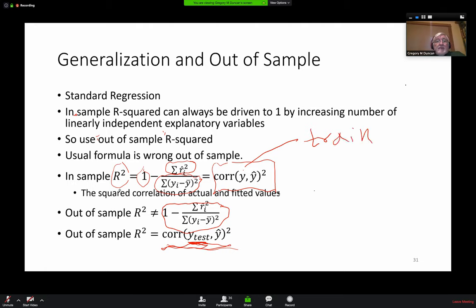Why train? Okay. Now, as I said, I can drive the in sample R squared to one simply by increasing the number of independent variables, even if those variables are nonsense. That does not happen out of sample. That R squared will not go to 1. In fact, it'll start getting worse.